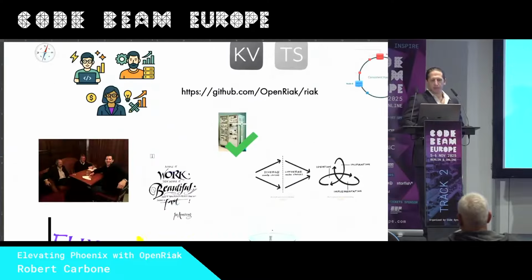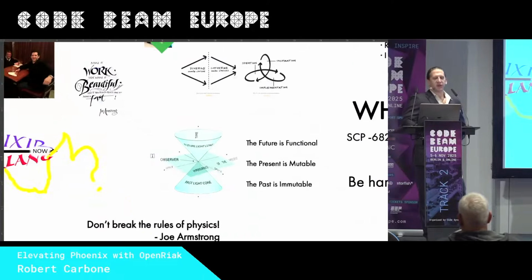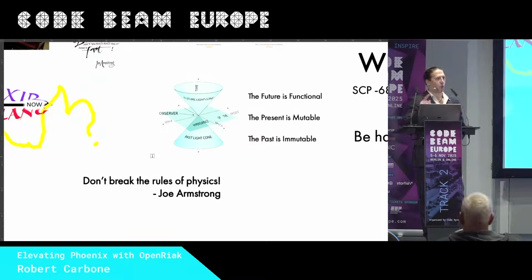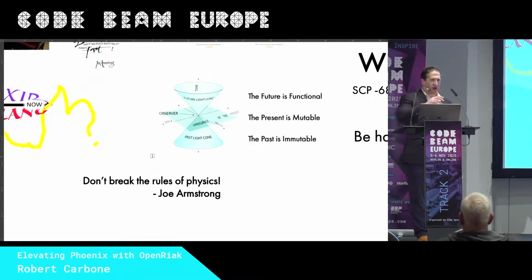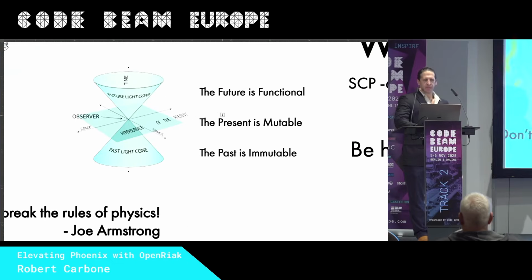Now, one of the things that Joe would always say is don't break the rules of physics. He'd interrupt people right now. He'd be yelling if he was in the room.